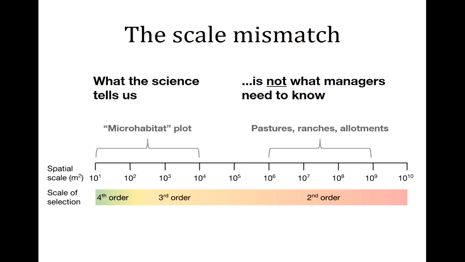And in ecology, almost all relationships are scale dependent. That's a very common property. So we don't necessarily know that patterns that we document at these microhabitat scales can scale up to scales at which managers are dealing with.